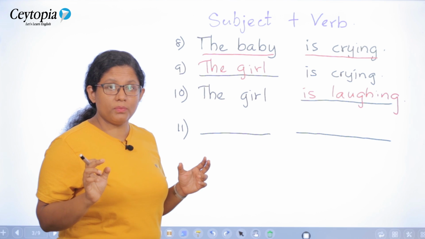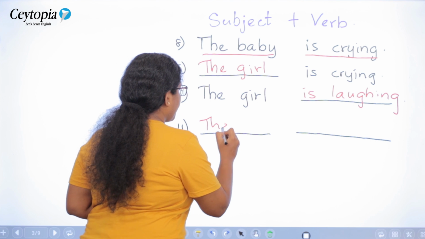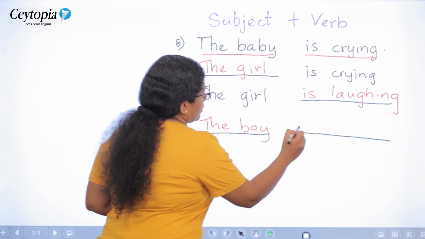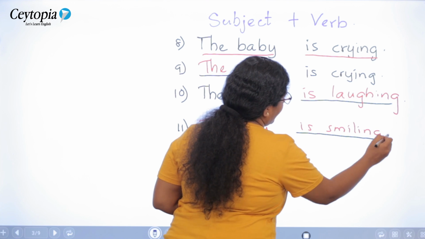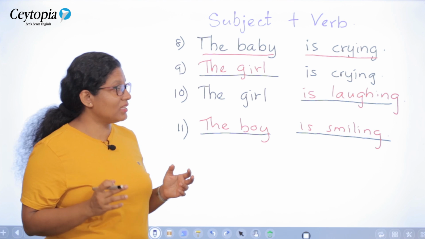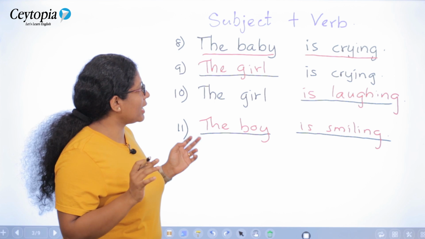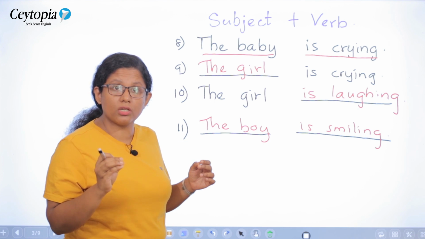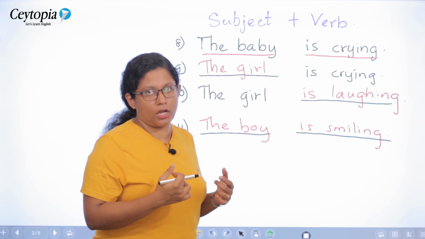Number 11 is going to be a totally different sentence. Let's say the boy is smiling. So now you have 4 present continuous sentences which talk about the things which are happening right now. In these examples, you can see that we have the same structure, but you have many words included. Let's go to pattern 2 now.